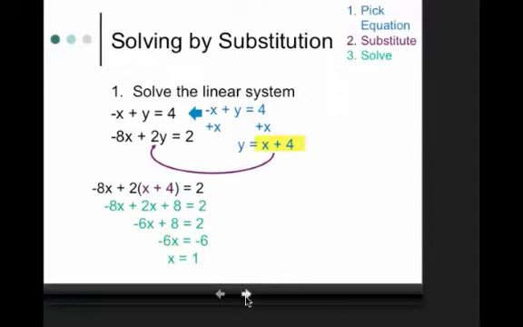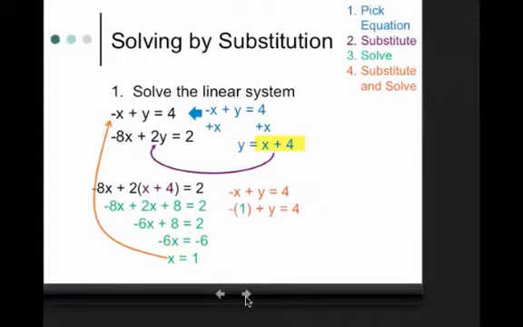My fourth step is to substitute x equals 1 into either of the top two equations. It doesn't matter which one I choose. In this case, I'm going to use the top one. So I have the top equation. I know that x equals 1, and I'm going to finish it out by adding 1 to each side because it's a negative 1 to get y equals 5. So my solution is going to be 1, 5.